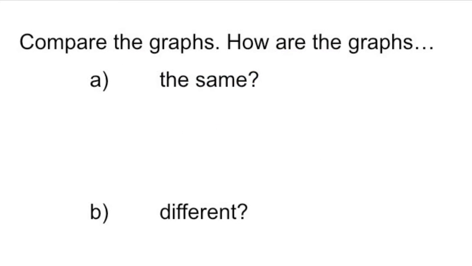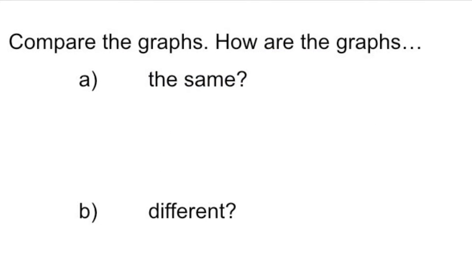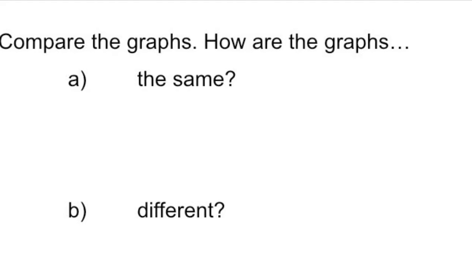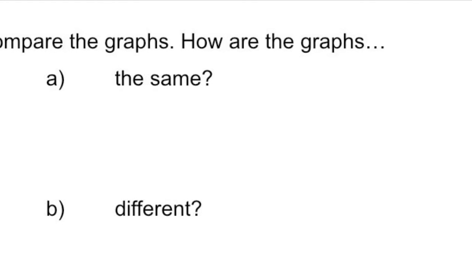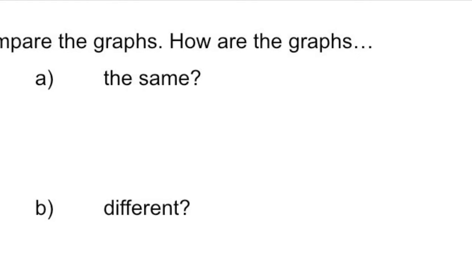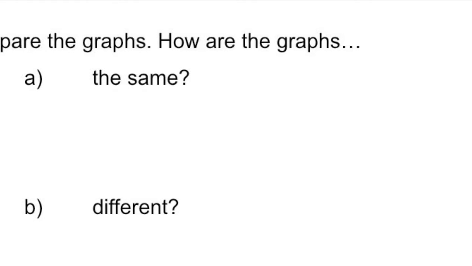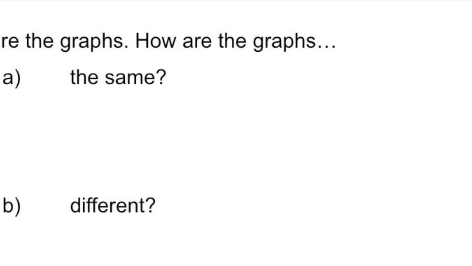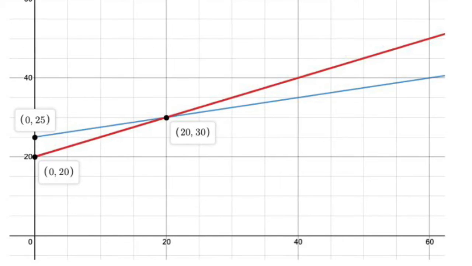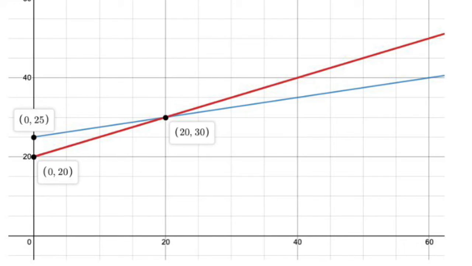The next part of lesson number 5 asks us to compare the two graphs. Compare the graphs for the two different cell phone companies. What's the same and what's different? Remember that in English, the word compare means tell me same and different. So I'm going to go to Desmos, and I hope you do too, and I'm going to graph both of the equations. And so these are the two equations. One of them starts at 20.